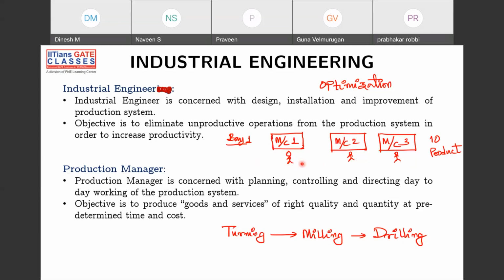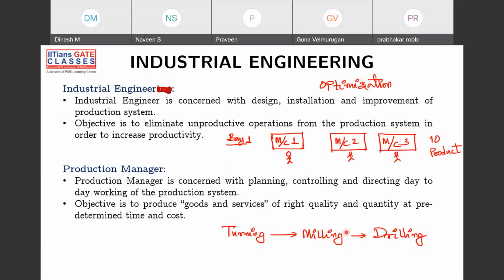So in this bay, this guy, the production manager, has to check, okay, I'm responsible for this bay. Let's say machine 1 is turning, machine 2 is milling, machine 3 is drilling. So how many parts have to be turned, how many parts have to be milled, how many parts have to be drilled, that is what he has to check. And if there are any technical issues, then that person has to rectify them.